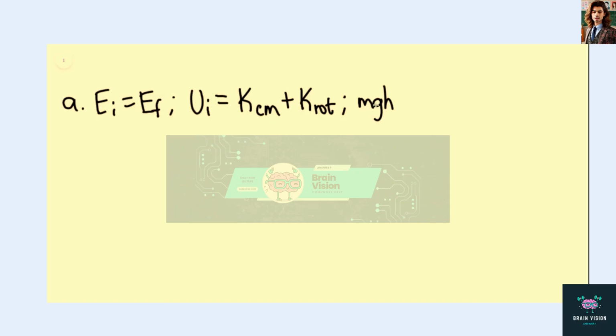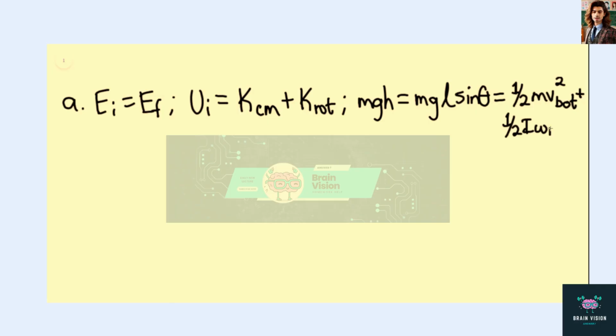So this would give us mgh. This equals mgl, the length of the incline, times sine of theta, the angle of the incline. And this would be equal to 1/2 mv, the mass times the velocity at the bottom squared, plus 1/2 times the moment of inertia times the angular velocity at the bottom squared.